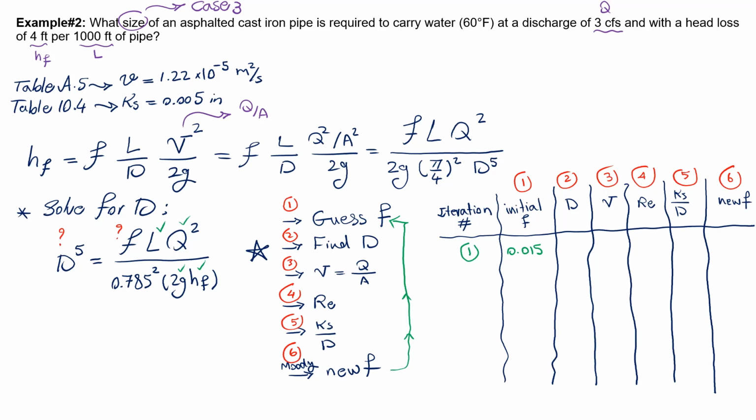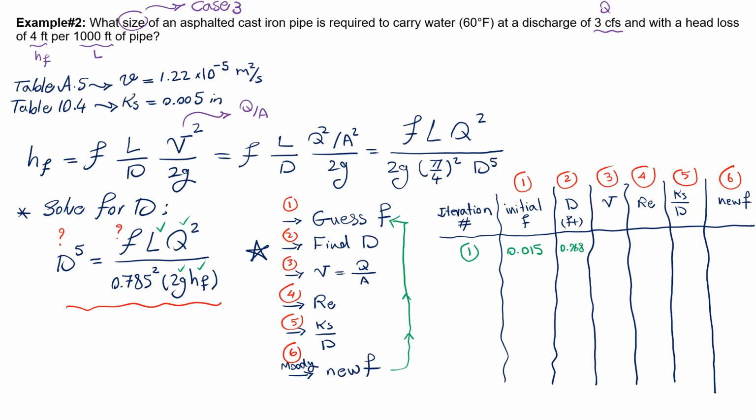Now, step 2, I need to find D. I just need to use equation star, this equation, to find diameter. And what would be the unit for diameter? It would be feet. If you find diameter, it would be 0.968.